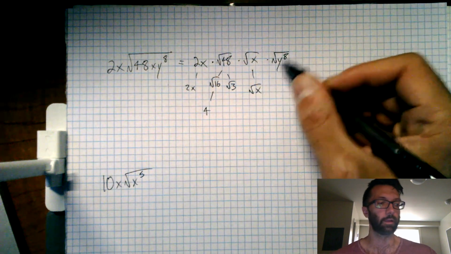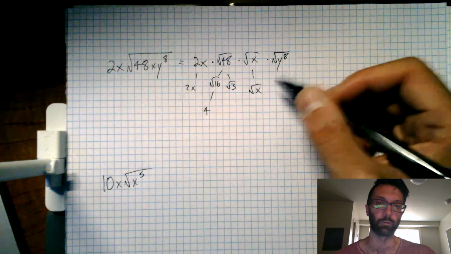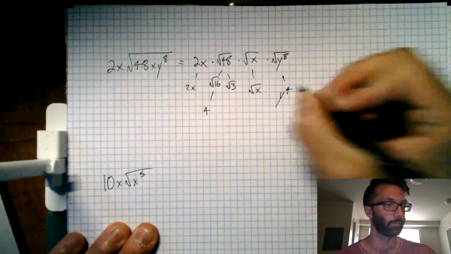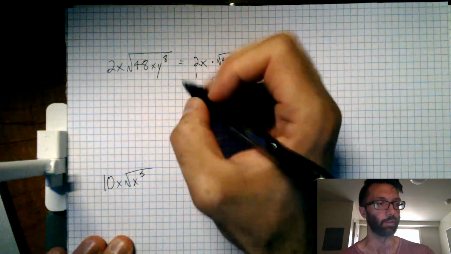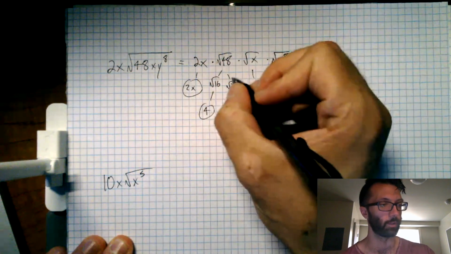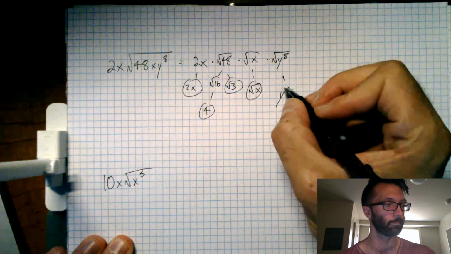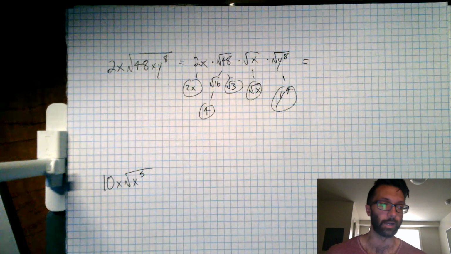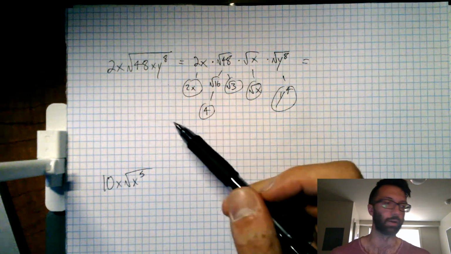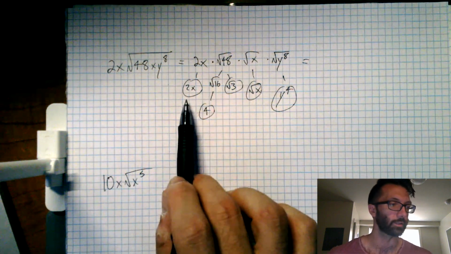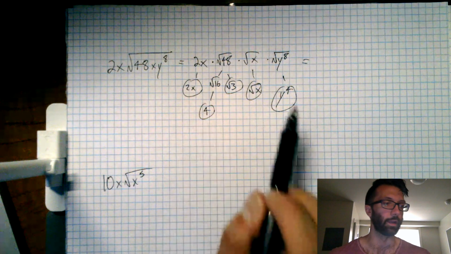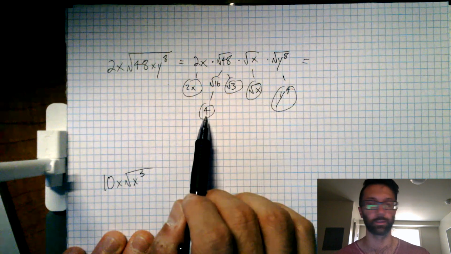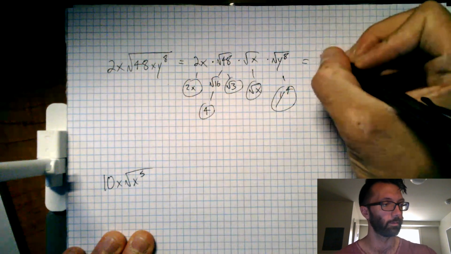And then here, we're going to think about what times itself would give us y to the 8th, and that would be y to the 4th. Okay, so now we have all of our parts, all of our factors. And again, anything that's not underneath a radical, we're going to pull out front. So I have a 2x, a 4, and a y to the 4th. So 2x times 4 would be 8x, and then I have a y to the 4th.